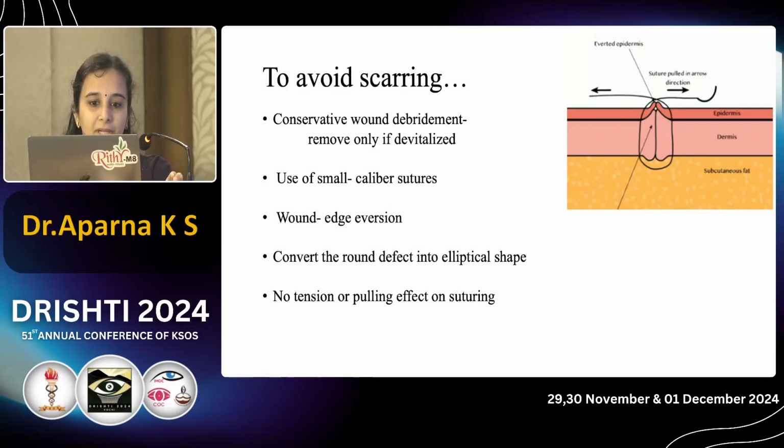And before starting suturing, we have to thoroughly clean the wound and make sure that we have removed all the foreign bodies, and remove tissue only if it is devitalized. Try to preserve normal tissues as much as possible and use the smallest caliber sutures possible, and make sure that the wound edges are not overlapping, but are in an everted position. This we can ensure by taking the loop in such a way that the superficial part is narrower and the deeper part of the loop is wider. And if it is a round defect, convert it into an elliptical shape, and there should not be any tension or pulling effect on the suturing.